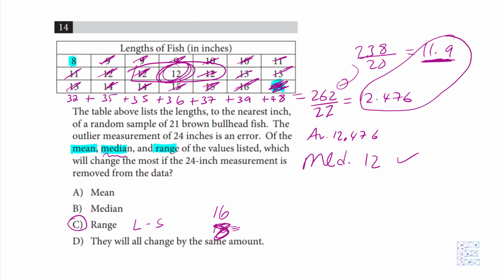And then the median didn't change. It was 12 and 12. And the last thing that we see here is the range used to be 16, but now once you remove the 24, it is 8. That's the biggest change. So C would be it.